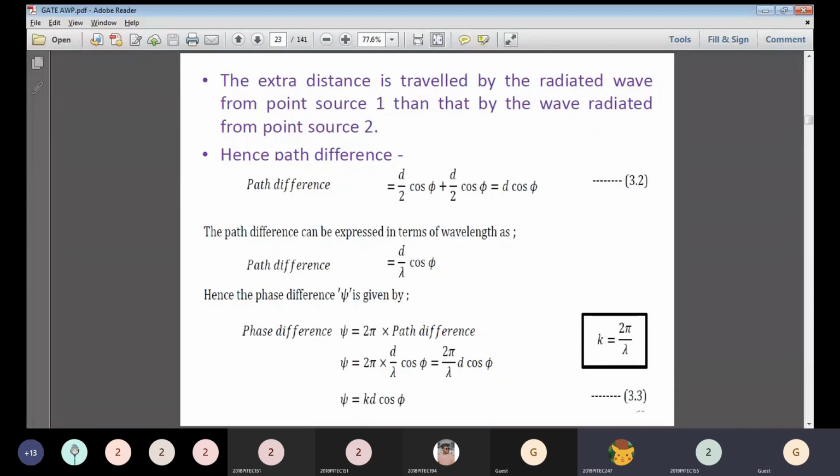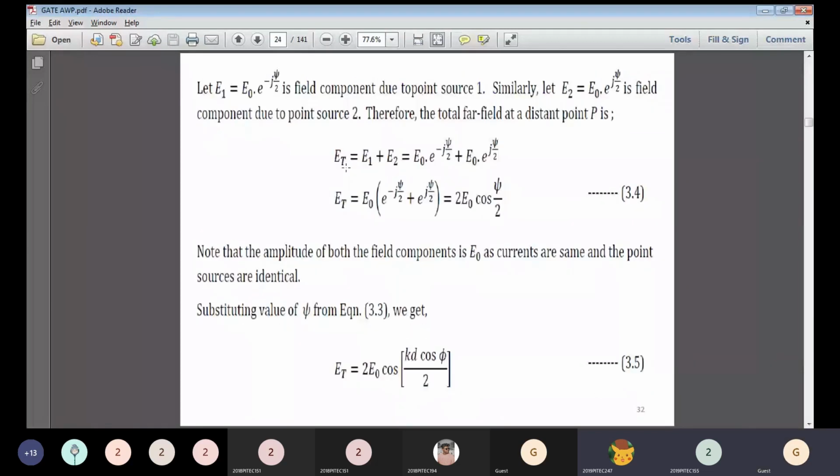We are going to get psi equal to KD cos phi. And ET, the total electric field, ET equal to E1 plus E2, that is E0 e power j psi by 2 plus E0 e power minus j psi by 2. By adding those two terms, we are going to get ET equal to 2 E0 cos psi by 2.